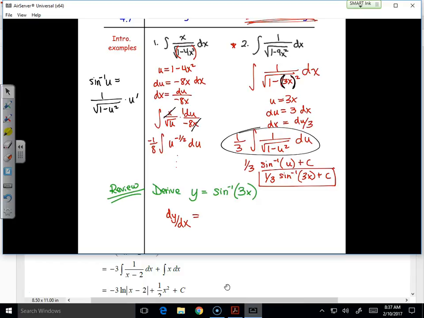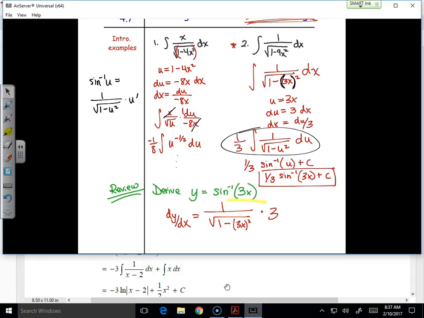Good. Derivative of the outside would be 1 over the square root of 1 minus u squared, right? And u is 3x, so u prime is 3. So we're using the derivative formula for sine inverse. To remind ourselves of how this works, 1 over the square root of 1 minus u squared times u prime is the old-fashioned sine inverse formula.